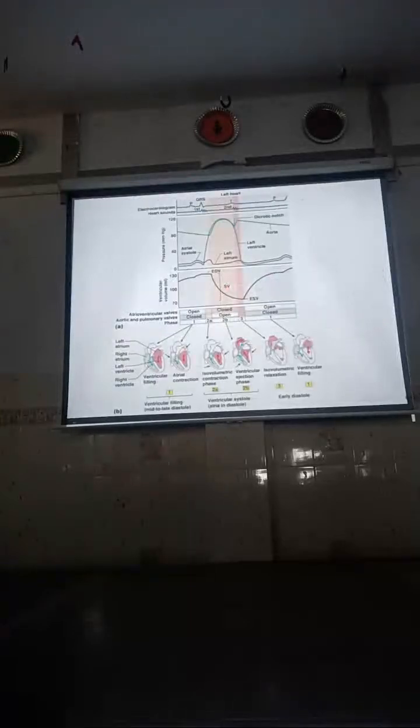This is what the phases of cardiac cycle.